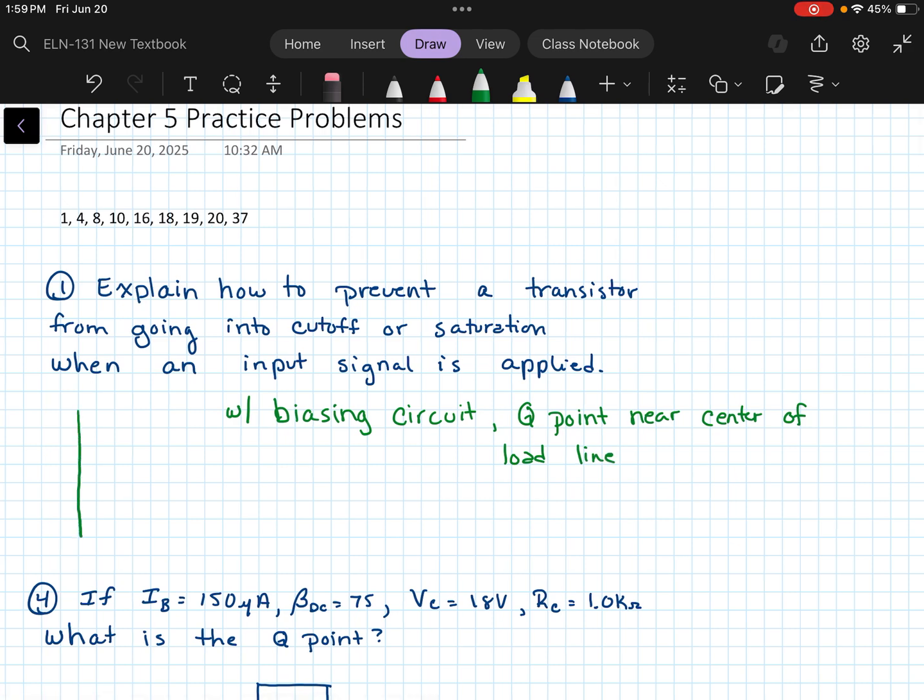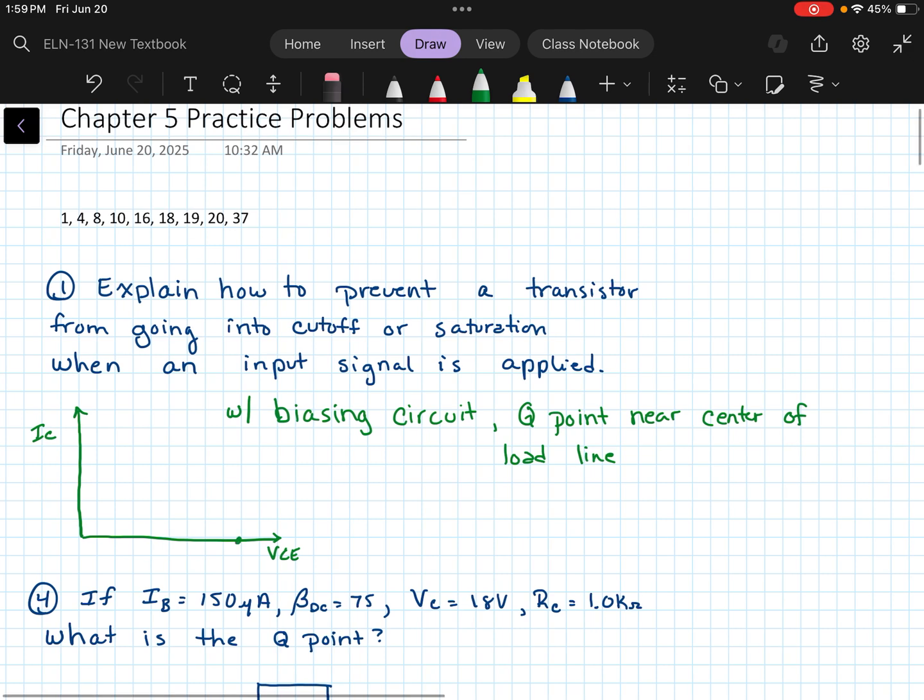Remember, when you're looking at your biasing circuit and you've got your VCE and your collector current here, your load line is going to be where cutoff occurs at your VCC. So if that's 10 volts, that'll be your end point of the load line. And then your IC will be your IC saturation, which is when your transistor looks like a short circuit.